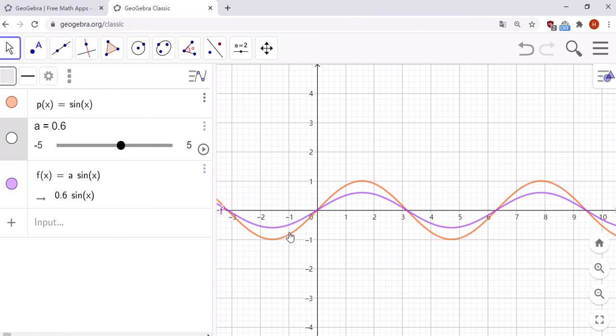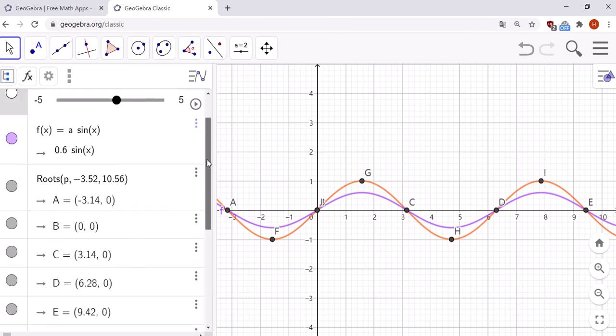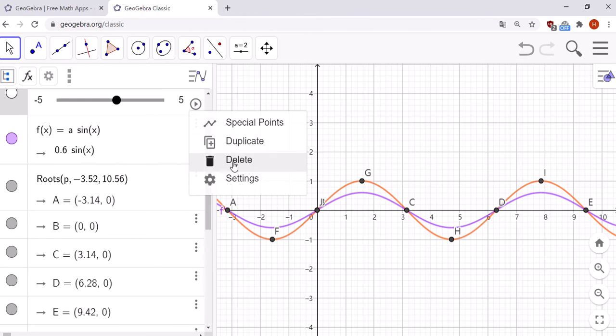Right now you can see the special points and the critical points. From B, G, C, H, D, this is one period, and the maximum point G is (1.57, 1), and H is the minimum point, (4.71, -1). Yes, that's the change of a. Next, we're going to change k and delete that one.